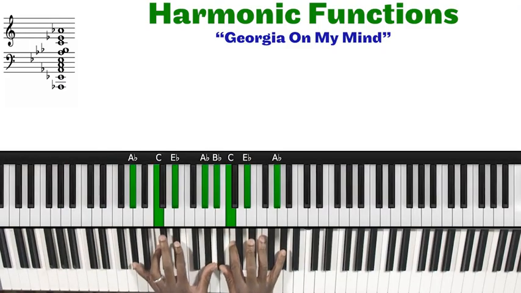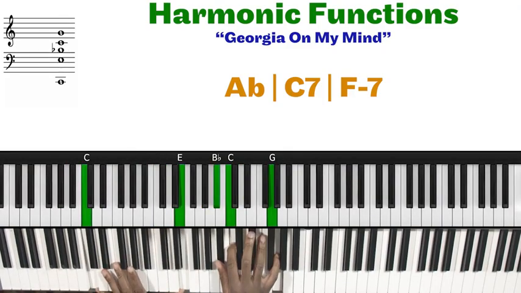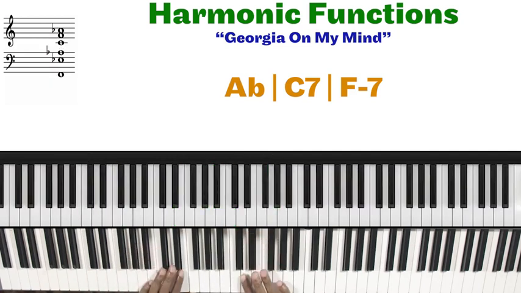So we'll use Georgia on My Mind. Let's say we're in A flat. So we're gonna go from A flat to C7 to F minor 7. Just the first 3 changes.